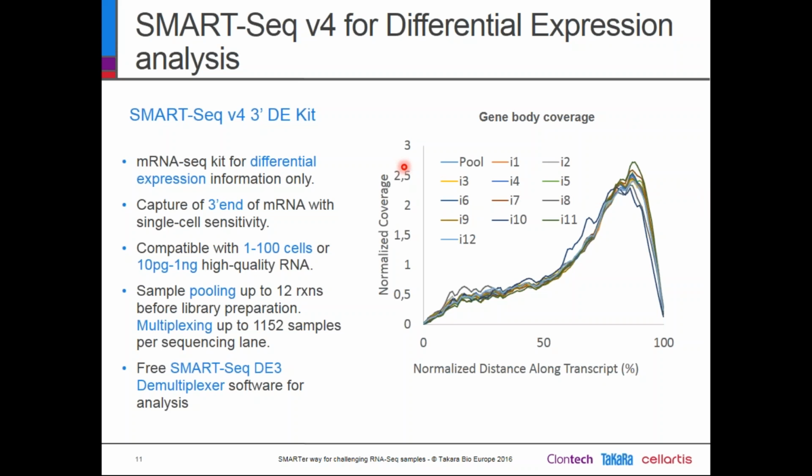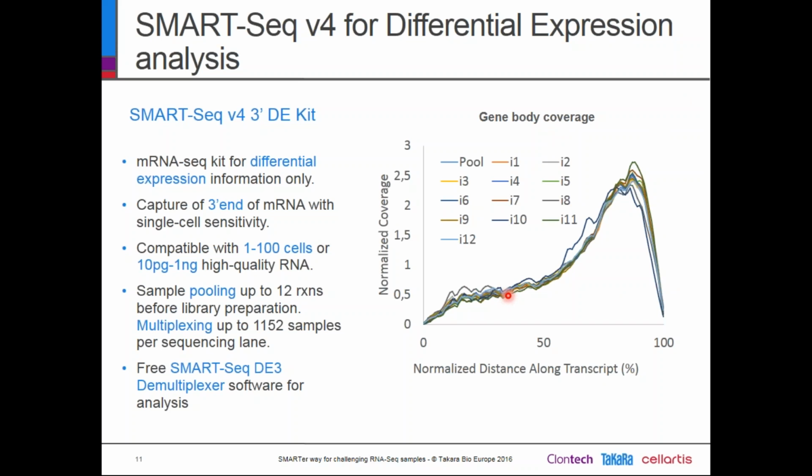So we have developed a new application for the SmartSeq V4, and this is the SmartSeq V4 3' DE kit. DE stands for differential expression. And 3' is because in this kit we are only capturing the 3' end of the mRNA, as you can see here. So differently from what we observed in the previous slide, where we had the uniform body coverage up to the 5', here we are only keeping the 3' end.